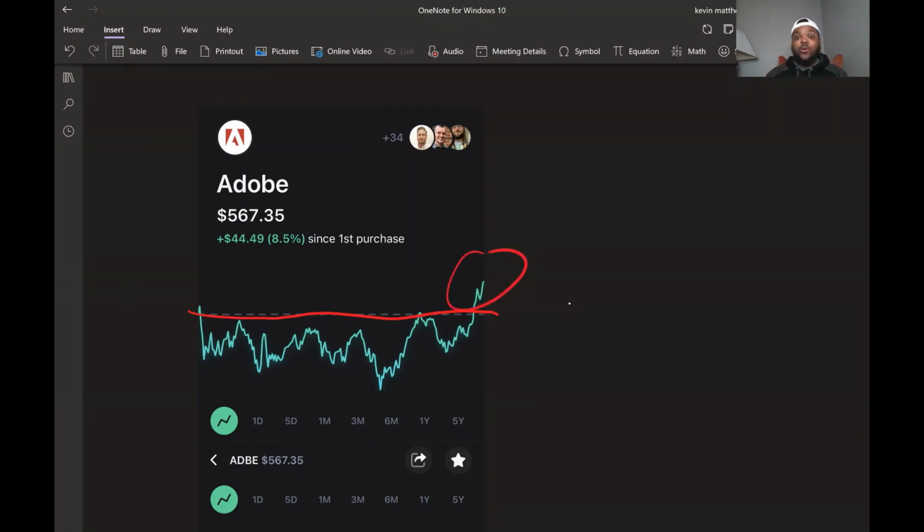It hadn't been doing much of anything until then, which is why I've been telling y'all I'm gonna get out of Adobe. But the story's starting to change, which is weird for me. All right, and you can do this in almost any app. I think Public, one of my favorite investing apps, is one of the best places you can do it.